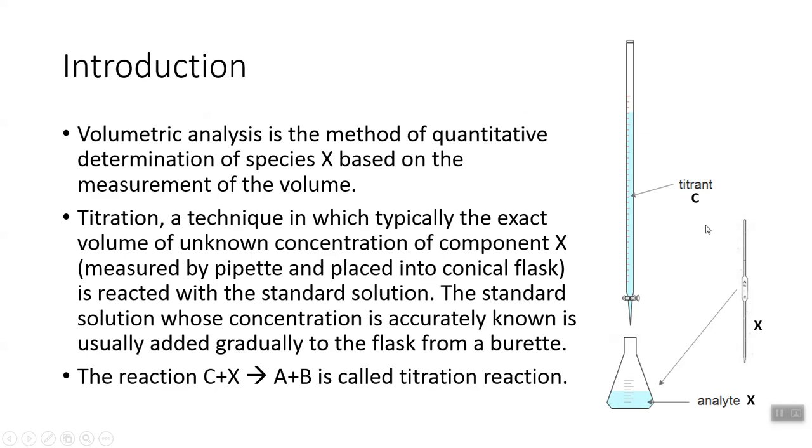So look at the figure. The X is the unknown concentration. It is usually measured by a pipette and placed into a conical flask. The standard solution is usually poured into the burette. We call it the titrant, and the unknown concentration we call the analyte.